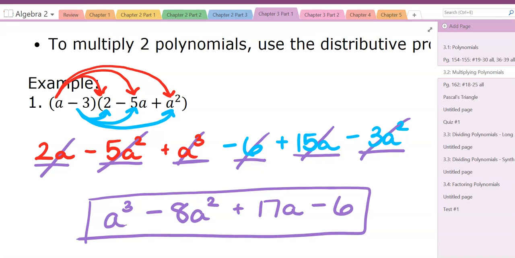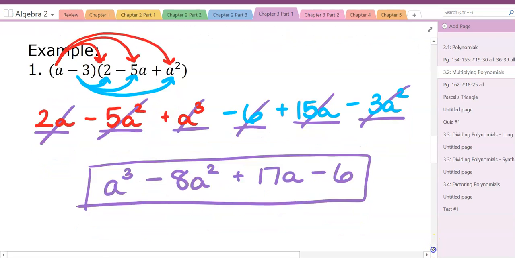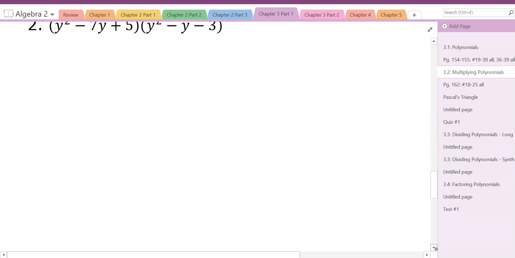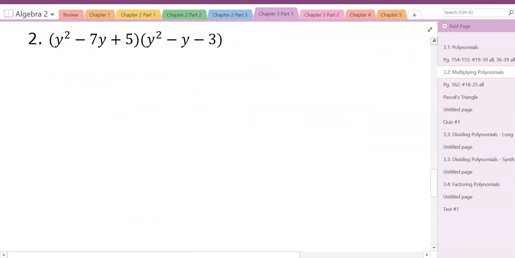All right, so I'm going to do another one with you guys, and I'm going to show you a different method other than the distributive property. This method is called the box method. And I feel like it's easier to use when you have large polynomials that you're trying to multiply together. When you've got really big pieces, it helps keep it a little bit more organized, and you don't have to worry so much about drawing a whole bunch of arrows.